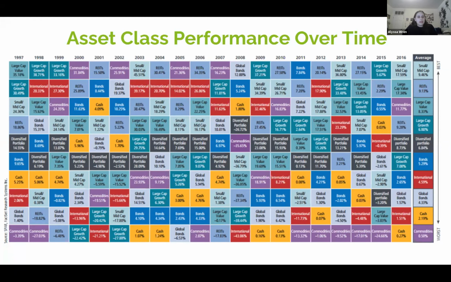But if you look at the navy colored square, that's the diversified portfolio. That's if you have a combination of all of these types of things. As you can see, it does vary, but it varies substantially less than any other asset class does. It hovers primarily towards the middle. So that shows you the value of diversification: being involved in all of these helps you predict performance and decrease overall risk.